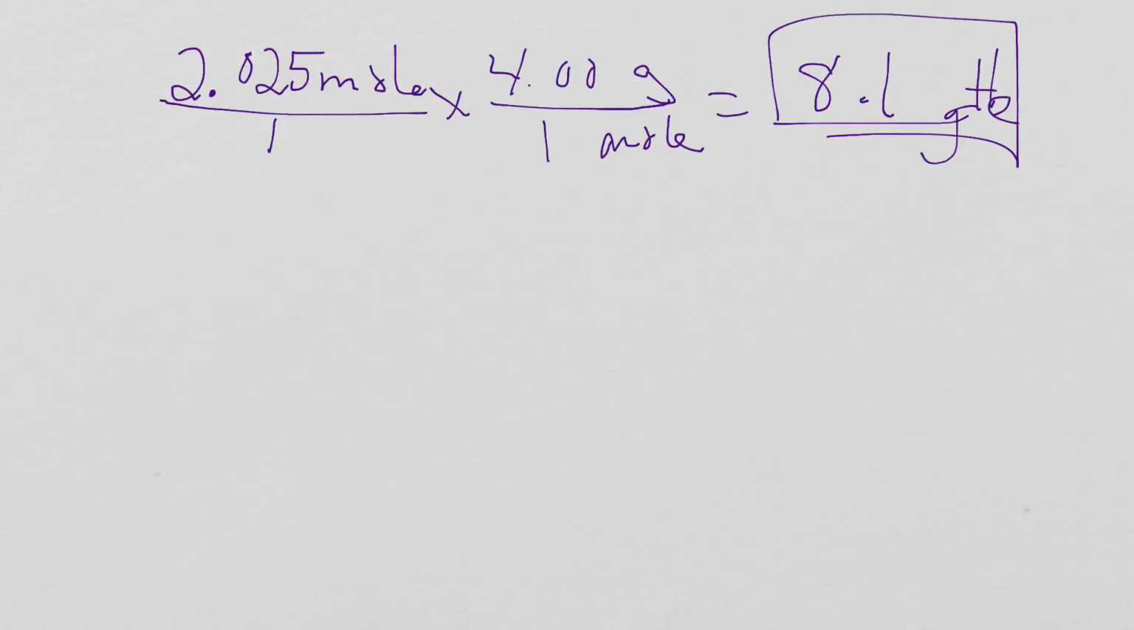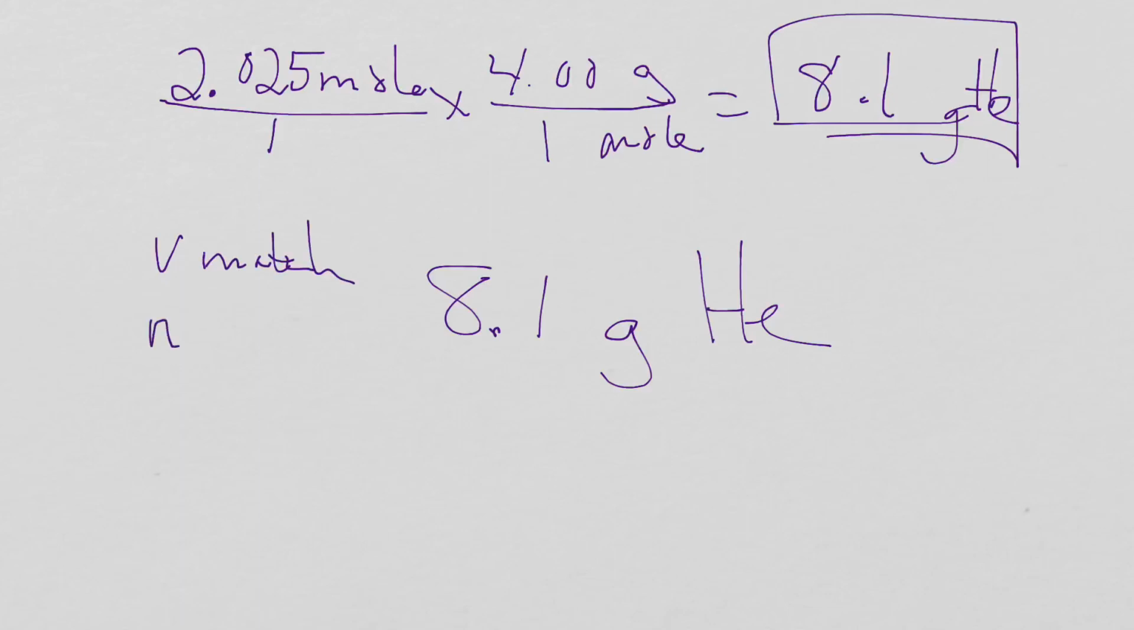Now, they don't always ask you to go back to grams. A lot of times they'll let you leave it in moles, but this one did. So 8.1 grams helium. So the big thing about Avogadro is make sure your volumes match. And N as in moles when you solve. And then you'll be fine with that one.